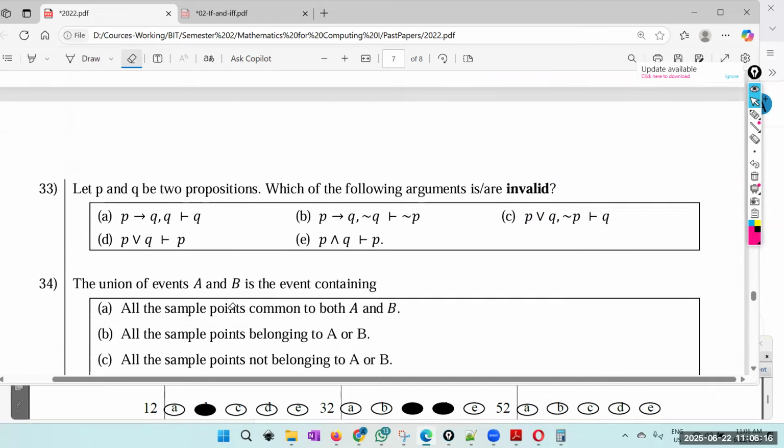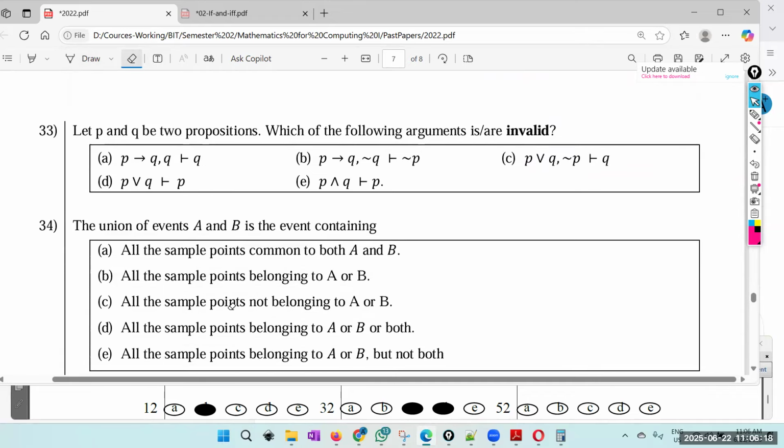Right. 33. Let P and Q be two propositions. Which of the following arguments is invalid? Right. So this is time consuming, but we'll do it because we are at the end of the paper now.